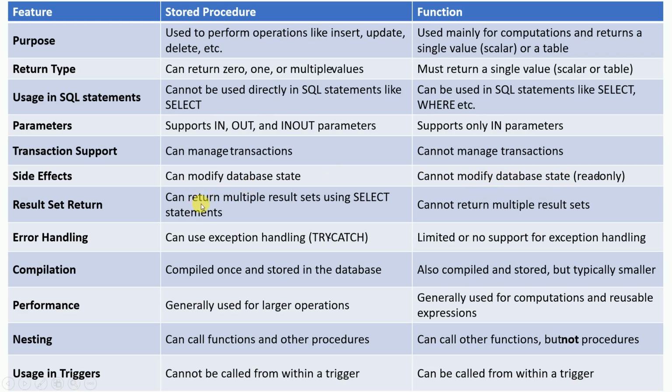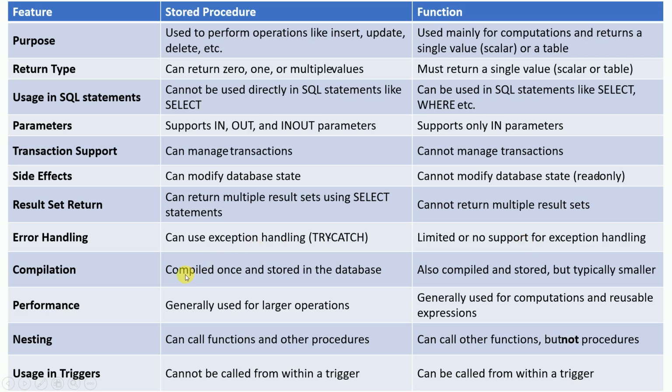The next difference is stored procedure can return multiple result sets using select statement, whereas function cannot return multiple result sets. The next difference is stored procedure can use exception handling using try and catch block, whereas function have limited or no support for exception handling.